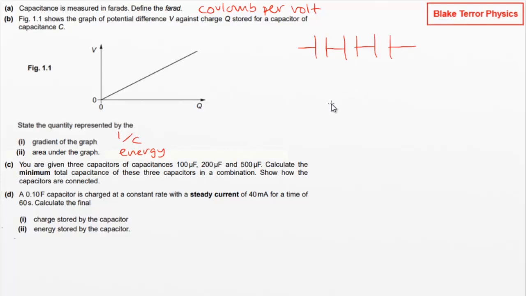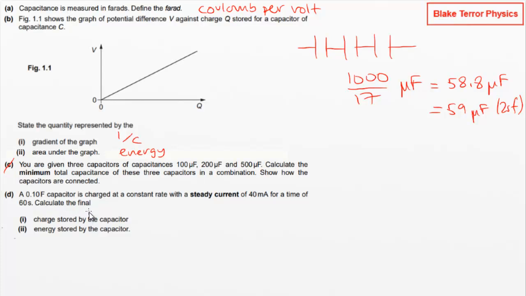So what is the minimum going to be on this? Well, our common denominator will be 1,000. So we're going to have 10 over 1,000, 5, and then 2. So 17. So we want 1,000 over 17 microfarads as our minimum. So what does that come out as? That is 58.8 microfarads, so 59 microfarads to 2 significant figures. Right, that was that one.